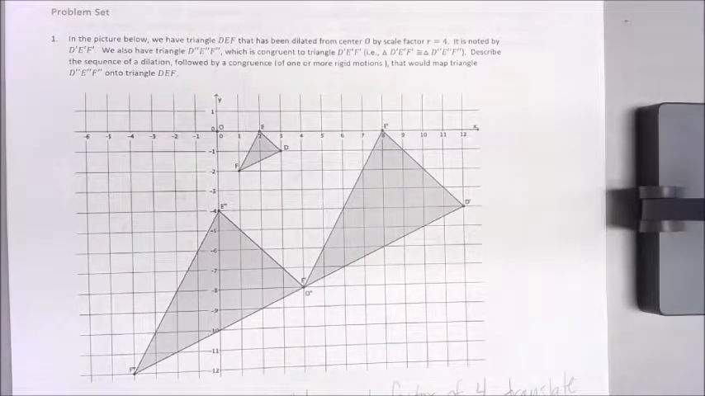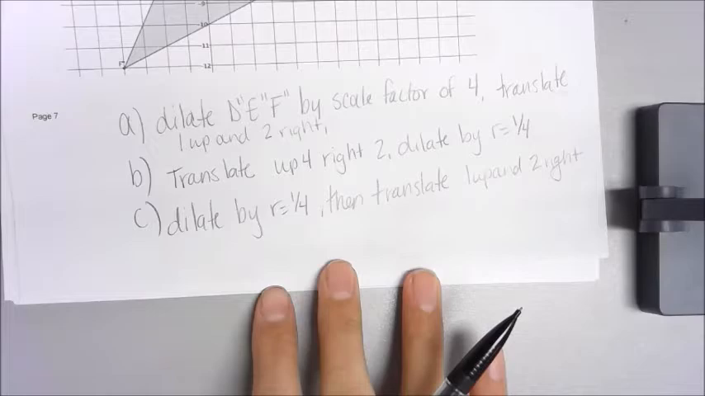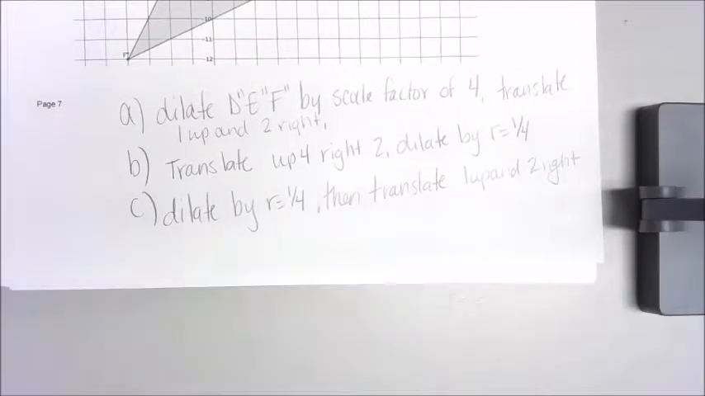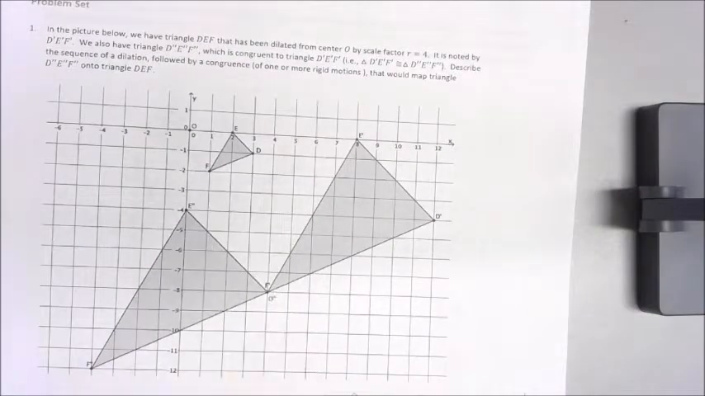Now that you've tried that, you can select either A, B, or C. See if those match what you have. If none of those match what you have, you might want to go back and look and see. Okay, if you weren't sure where to start, now you have a few to choose from to see which one would map the double prime back to the original.